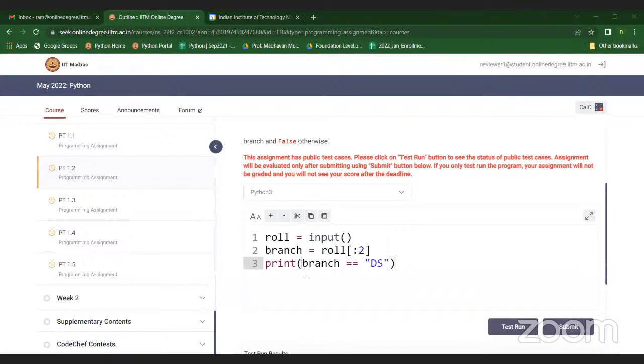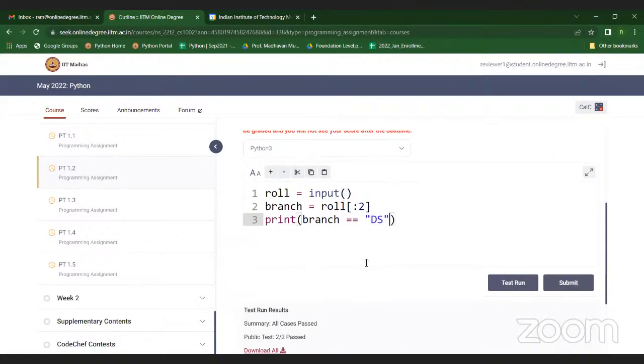So this part, you cannot directly store in a variable. If you need to store this in a variable, you need to use if-else statements, which come under week two. For now, you can just think of it this way: if this is true, then it will print true. If it is false, then it will print false.